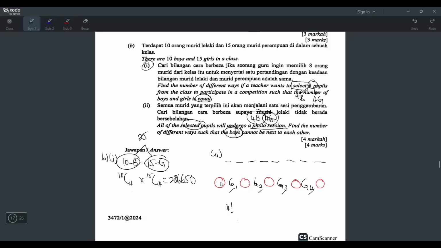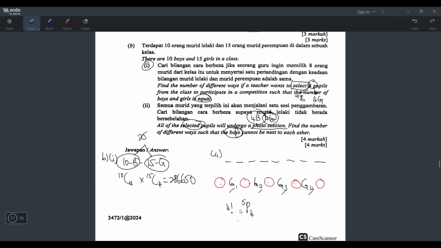And the four boys can fill in anywhere here. You understand, right? So out of these five empty slots, I can only choose four to fill in the gaps. And the boys can only sit in the gaps. Okay? Because they want the boys not next to each other. Yeah, because if you don't put them in the gaps, then the boys will be sitting together already.